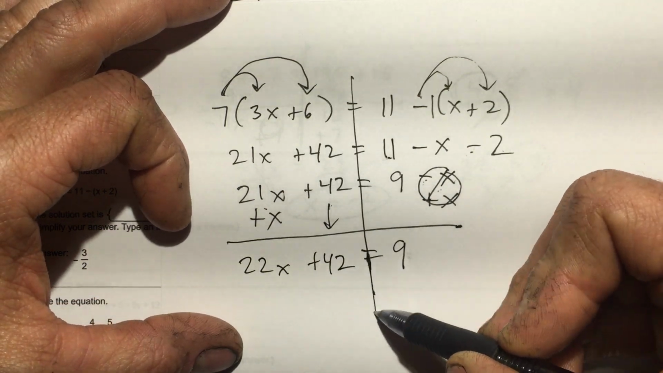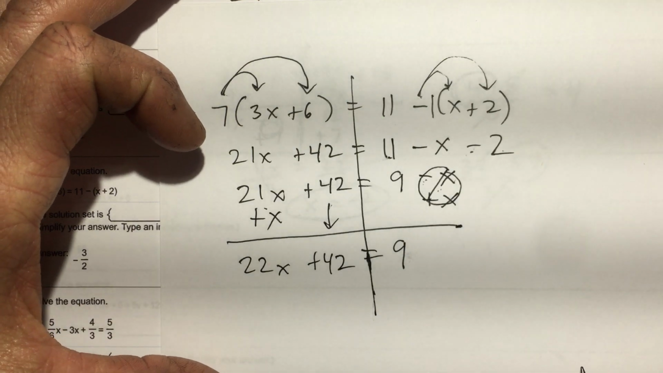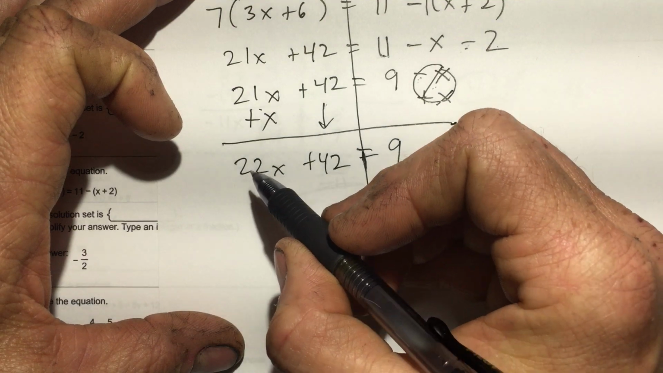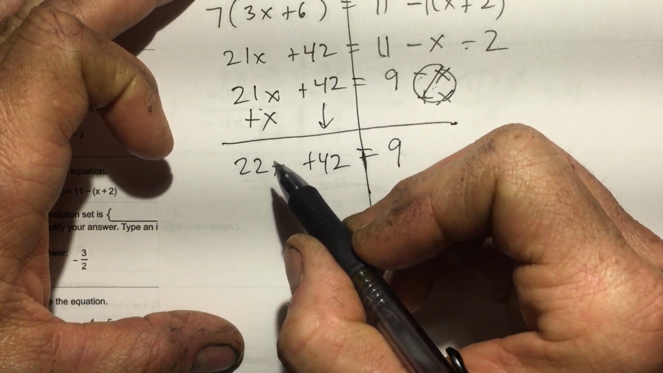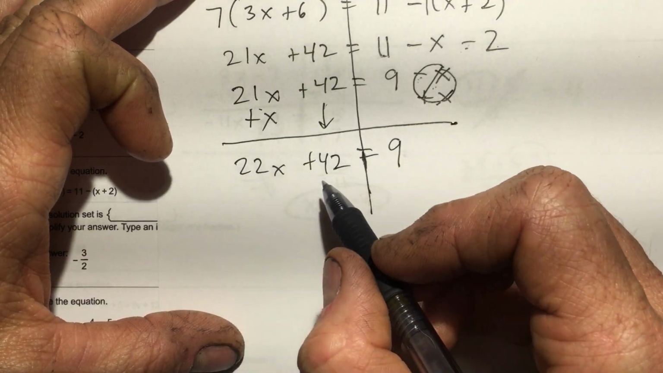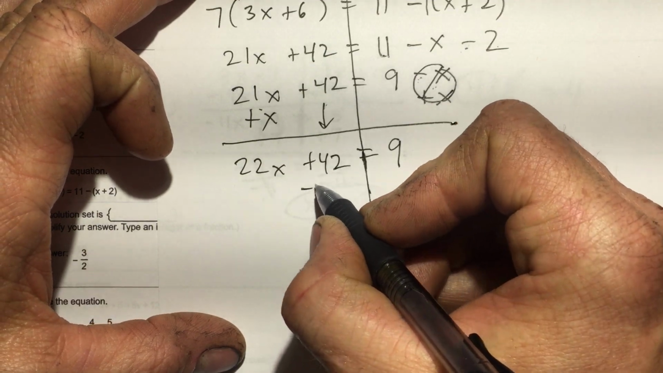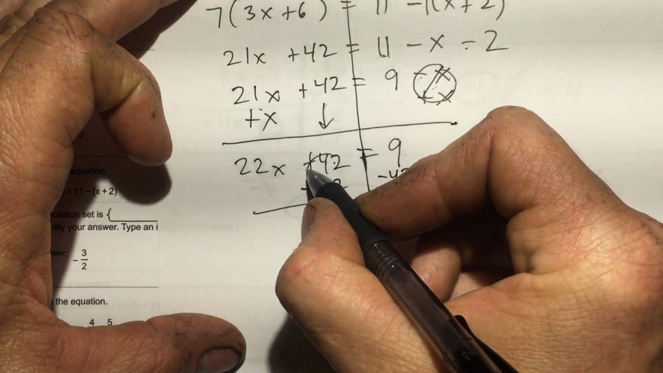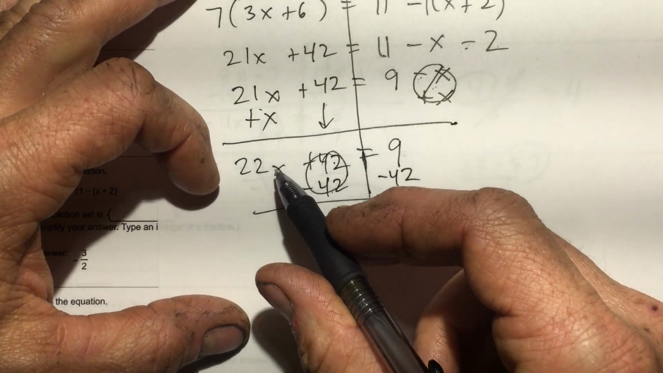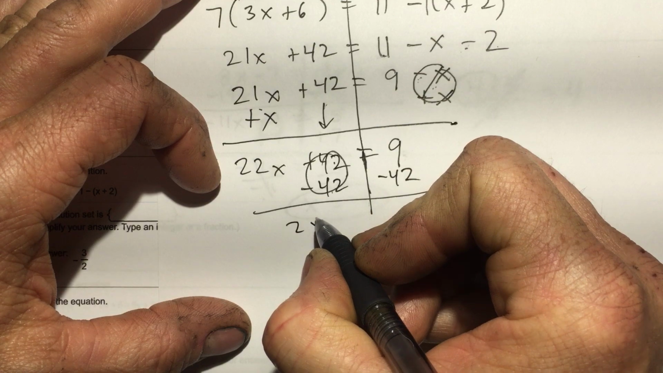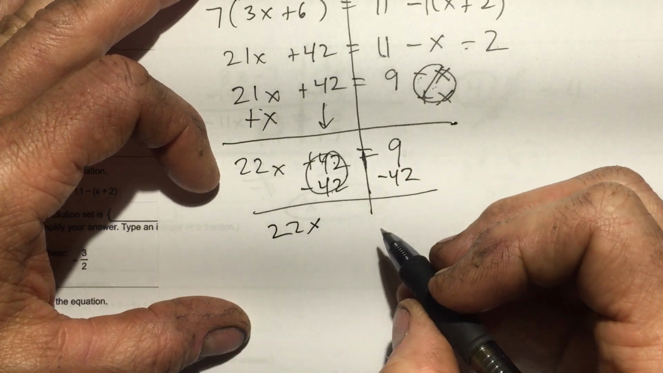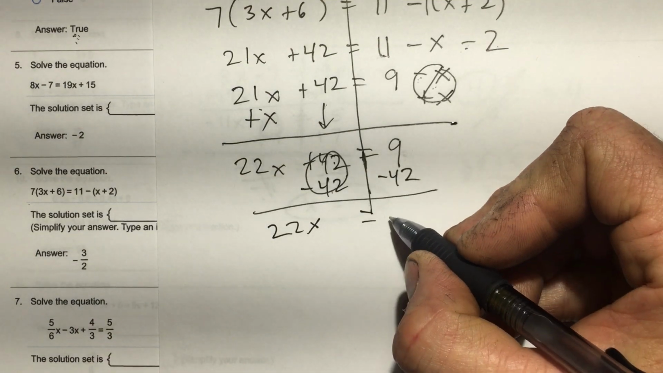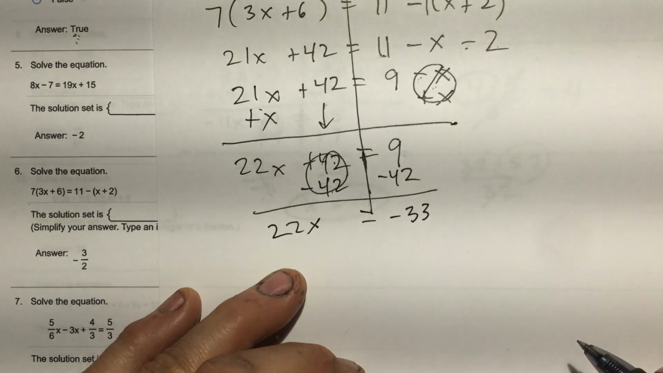So let's continue this on down here. I've got 22x plus 42 equals 9. So now I've got to get rid of this 42. Since I've got my x's all on this side, I need to get rid of the 42. So I do that by subtracting 42. 42 minus 42 goes away. That's a big 0. So I've got 22x equals 9 minus 42. Okay, that's going to be negative 33.